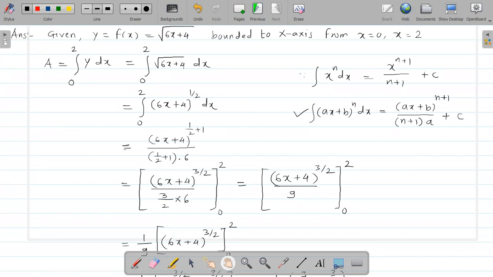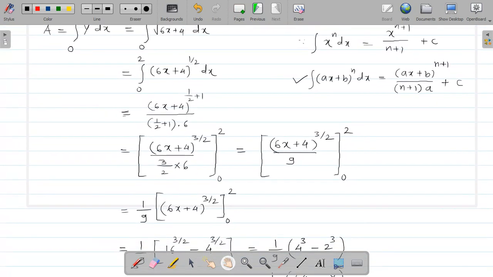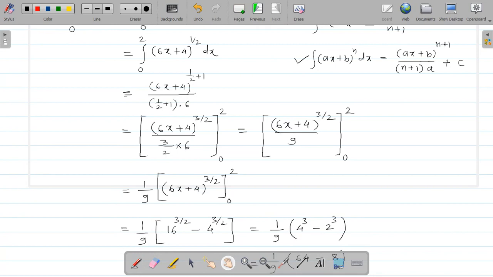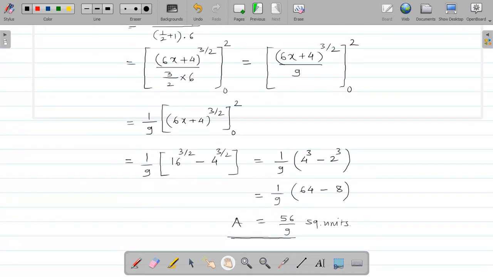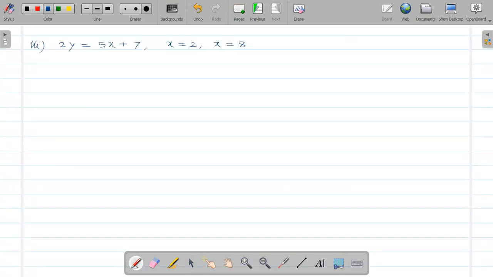Into a means it is the derivative of ax plus b, and by using that rule we have solved this, and then by calculation, by putting the upper limit first and then lower limit, we get the answer, that is by calculation it is 56 upon 9 square units. So keep it as it is, not necessary to divide by 9 here, just write 56 upon 9 square units. Now see, another example is given, another curve is given.